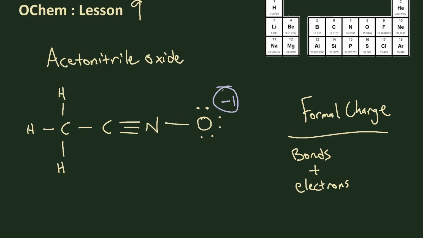That's going to give him a -1 formal charge here. -1 on the oxygen. How about the nitrogen? Nitrogen has 4 bonds and no spare electrons. That's not enough, so he's going to have a plus. So once again, we see a positive and a negative here.